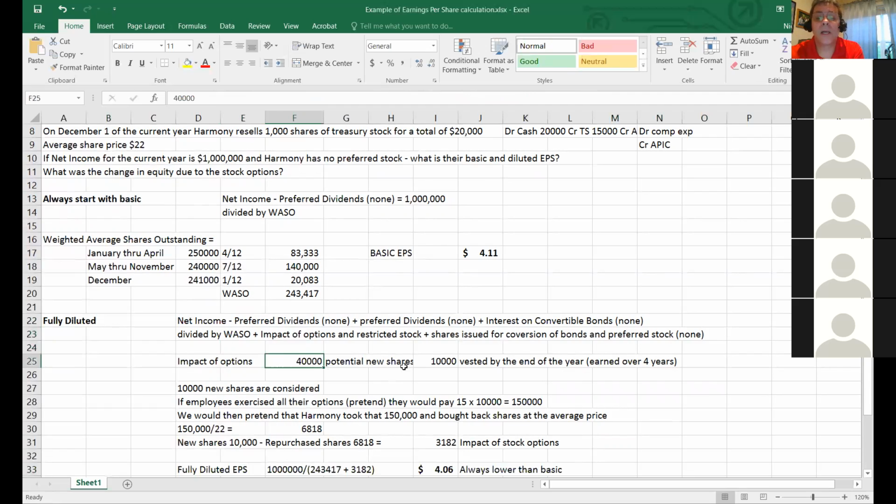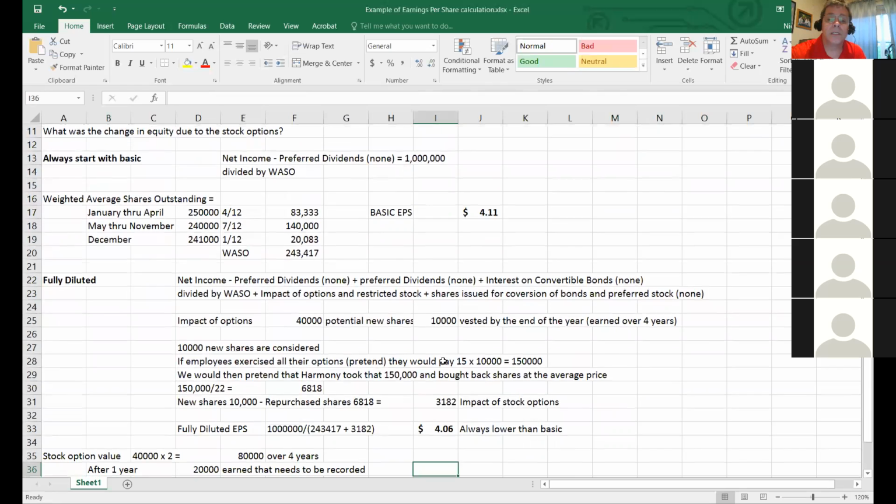We know that because they haven't earned them all yet, there's only 10,000, or 1/4, right? 40,000 divided by 4, only 10,000 really count. The rest haven't been earned yet. So we know that the employees can't show up and use that other 30,000. They can only use the 10,000 they've earned. So we're only going to consider the 10,000 possibility. And how did we get the 10,000 number?